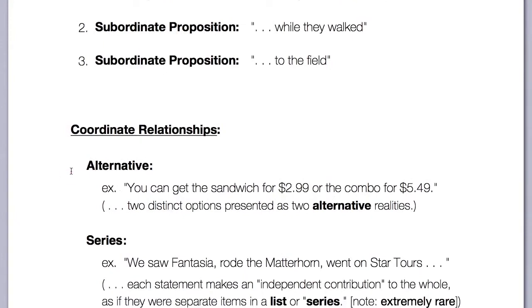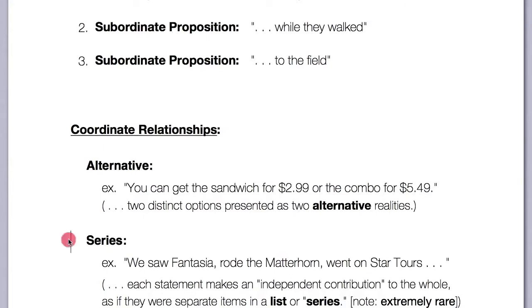In an alternative, you could say something like, you can get the sandwich for $2.99 or the combo for $5.49. These are two distinct options that are being presented as alternative realities. In other words, you can't have the sandwich and the combo for $2.99. You can have one or the other.